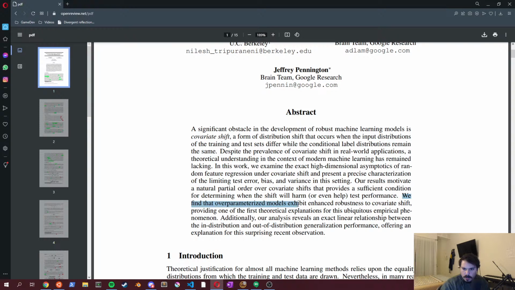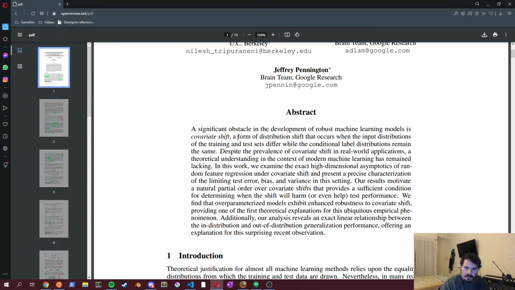We find that overparameterized models exhibit enhanced robustness to covariate shift, providing one of the first theoretical explanations for this ubiquitous empirical phenomenon. Additionally, our analysis reveals an exact linear relationship between the in-distribution and out-of-distribution generalization performance, offering an explanation for this surprising recent observation.